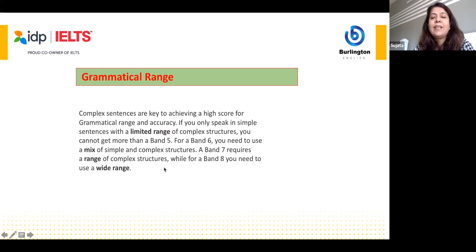And for a band 8, he or she has a wide variety of sentence structures, more bent towards the complex or complex compound. So this is applicable for both speaking assessment and writing assessment. And we know if you do only simple and complex, you're only giving a range of band 6. So simple can be used, but not more than 2 to 3 simple sentences in an answer when you're speaking. It should have a mix of sentence structures and more complex sentence structures. That's the message of today's session for you.